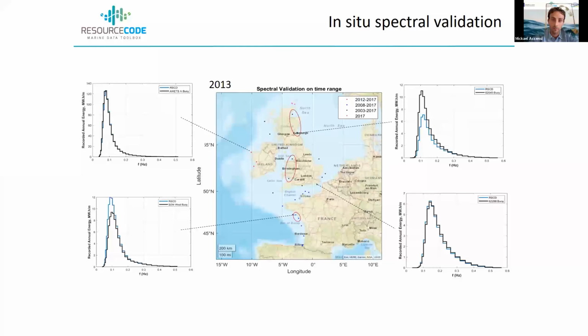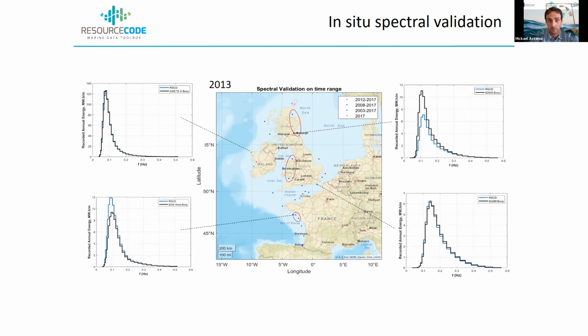And so we also perform spectral validation against different buoys provided by project partners and also different oceanographic institutes. So those data have restricted access, so don't think they will be available for public, but you can still have the results of all the validation for each year. So here I'm showing the validation for the year 2013.